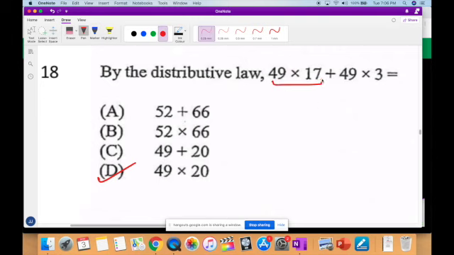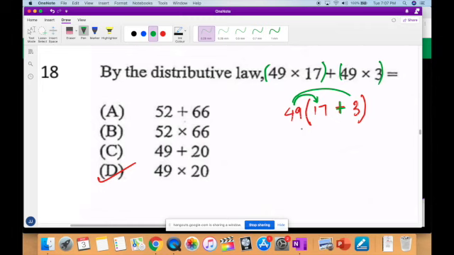So 49 times 17 and 49 times 3. I could see here that 49 is being multiplied. That's what 49 is doing. It's being multiplied by 17 and it's also being multiplied by 3. So we could see here, if we work it in reverse, 49 times 17 plus 49 times 3. And so the answer is actually D.